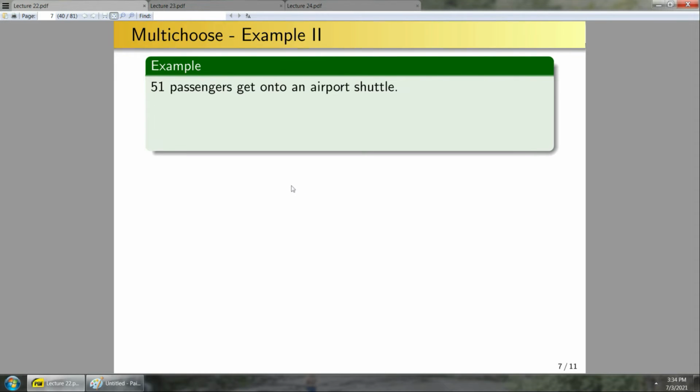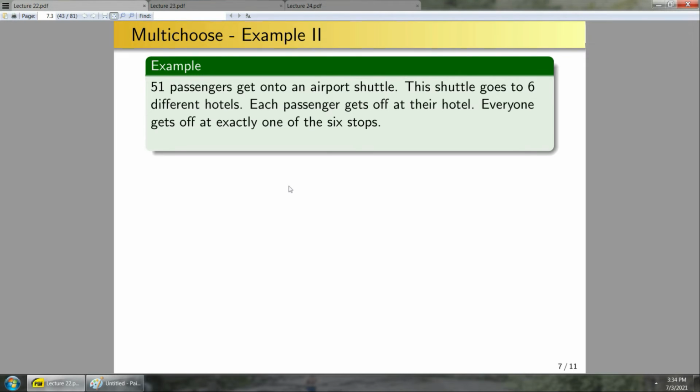51 passengers get onto an airport shuttle. This shuttle goes to 6 different hotels. Each passenger gets off at their hotel, and everyone gets off at exactly one of the 6 stops. A natural question that I could ask would be, how many ways can the passengers get off the shuttle?